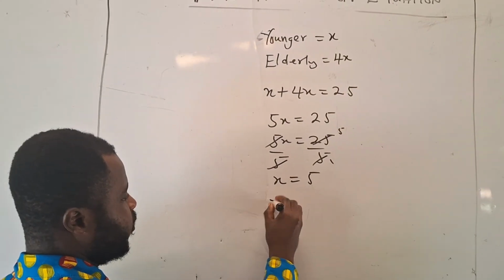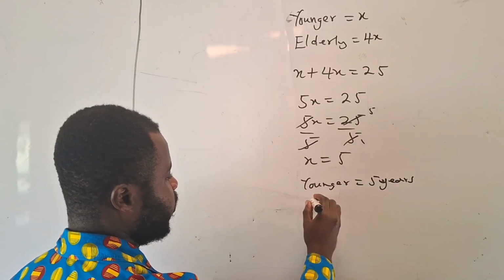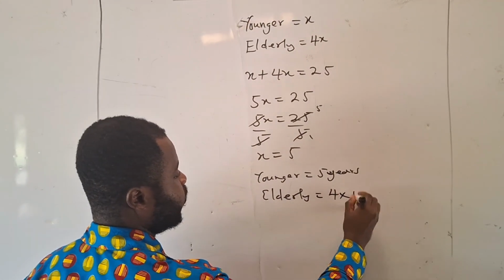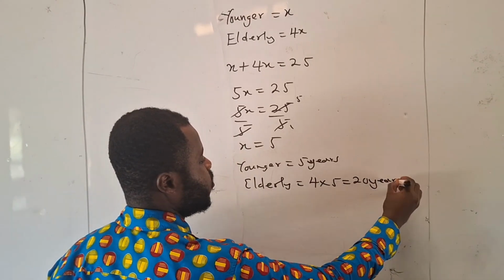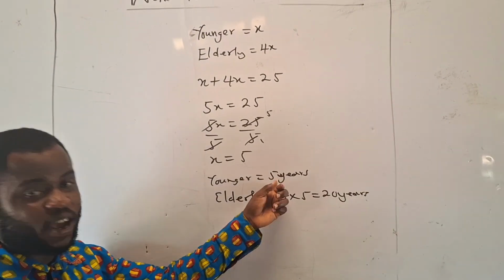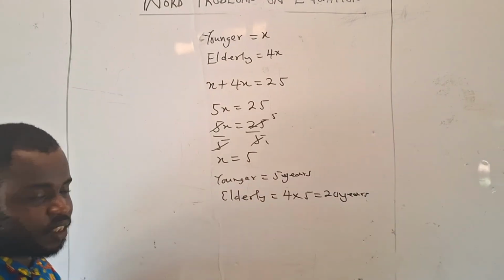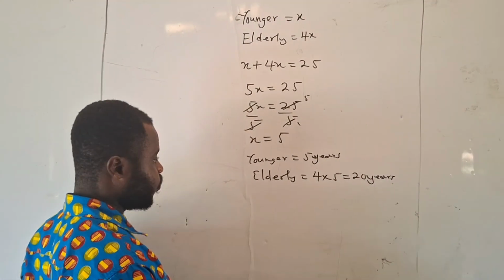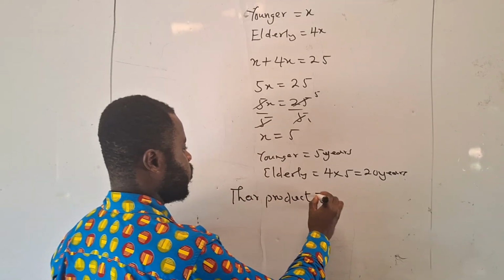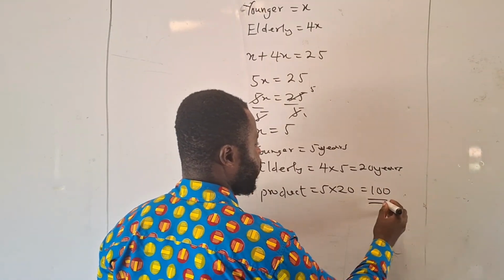So the younger one is 5 years. Then the elderly will be 4 times 5, which will be 20 years. Is the sum of their ages 25? Yes. 20 plus 5 is 25. We have not finished. We should find the product of their ages. So we have to multiply. So their product is going to be 5 times 20. So 5 times 20 will give us 100.